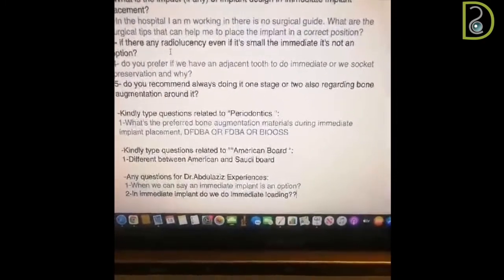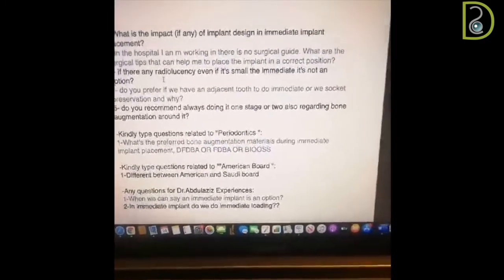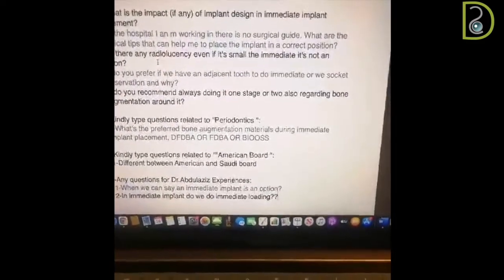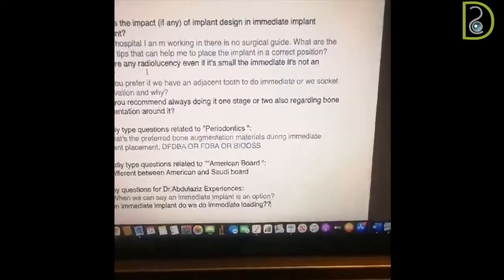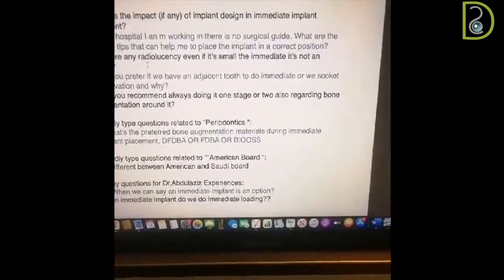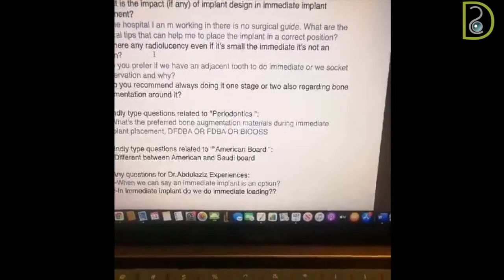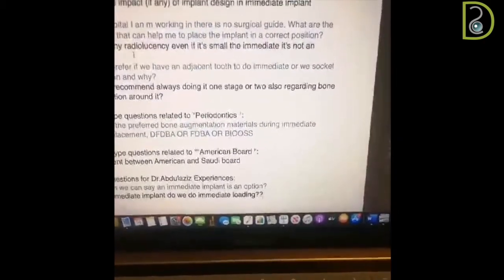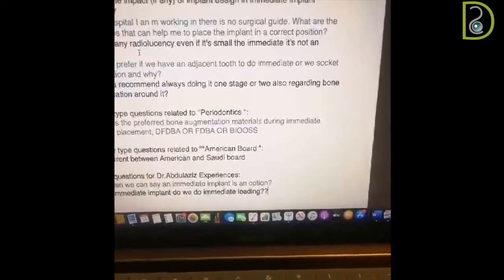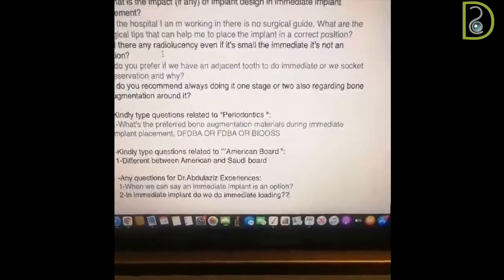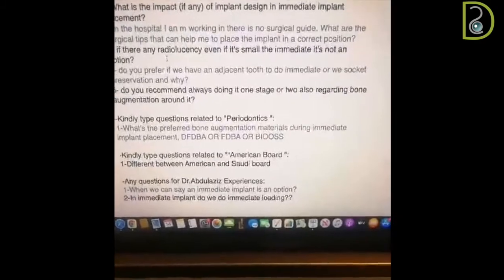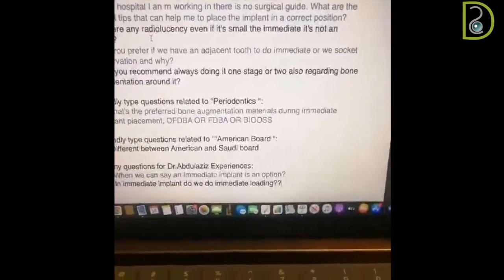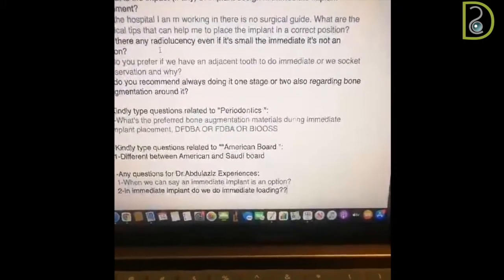So the fourth question, do you prefer, if we have an adjacent tooth, to do immediate or socket preservation, and why? Actually, it doesn't matter if you have an adjacent tooth or not, because sometimes, especially for the full mouth cases, in some situations we do full mouth extraction, immediate implants everywhere, so there will be no adjacent tooth. So I would say it depends on the situation, it depends on the proper planning. The adjacent tooth may help you with the angulation, however, it's not mandatory to be there.